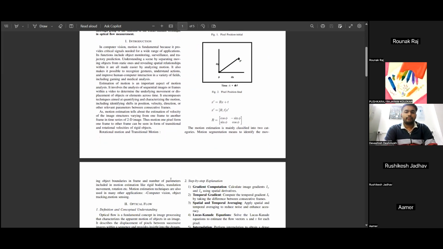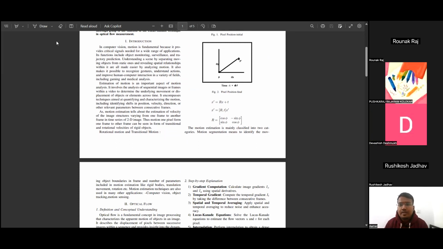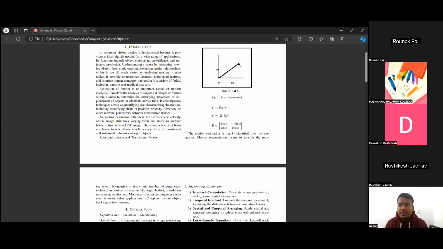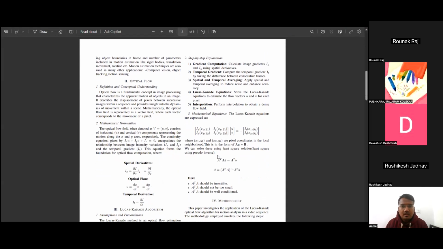So coming to optical flow, it is a method to estimate apparent motion of scene points from a sequence of images. Imagine watching a video or a sequence of images. Optical flow helps us understand how things in these images are moving from one frame to another. It's like tracking the movements of objects or points in a video.